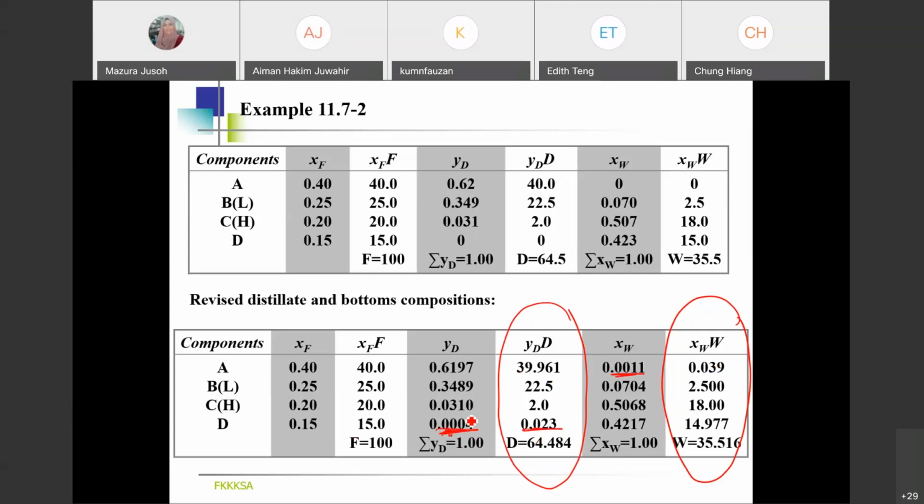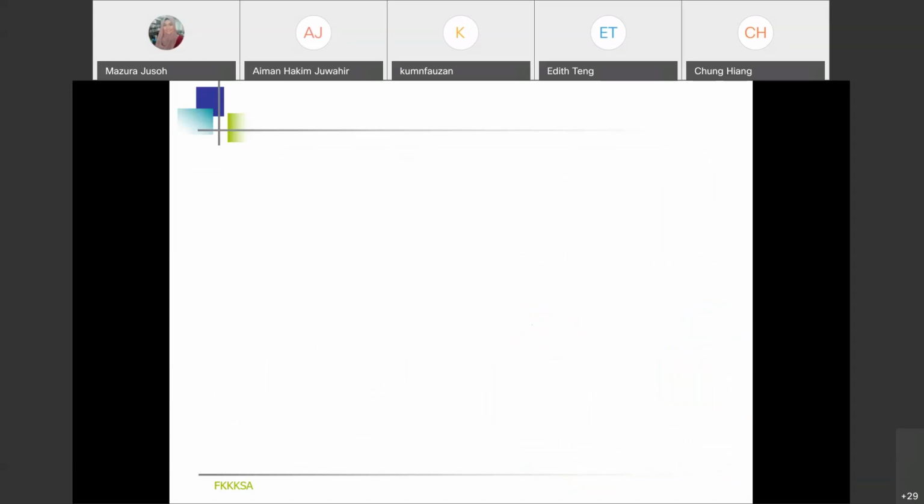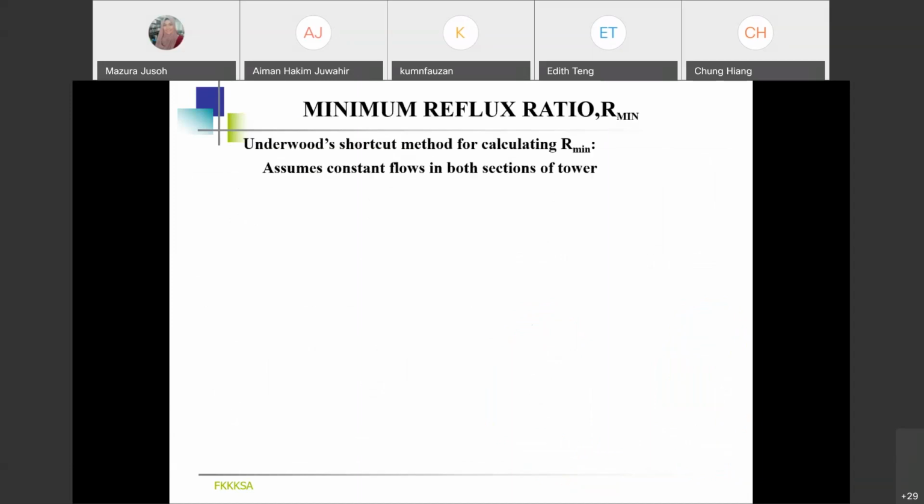It's quite the same. This is composition, that is the flow rate. So you begin by assuming those values as 0, but after you have gotten the minimum number of stages, you can put the value into the formula and calculate the actual, final distribution of the composition. All right, then we will go to the minimum reflux.